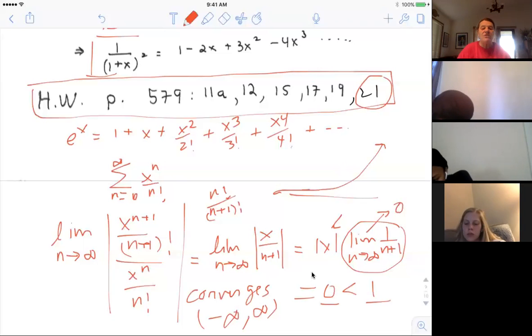So you've got a power series that now you can use to find e to the anything. You can find e to the 5th if you want. E to the 100th using this thing right here. It doesn't matter what x is. This series converges to e to the x everywhere.